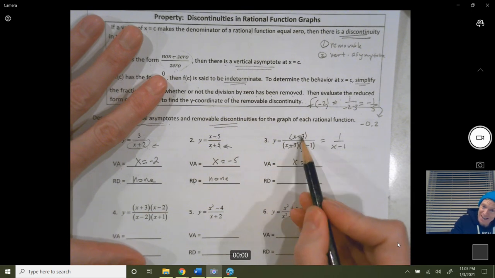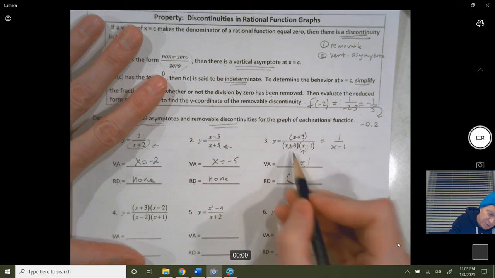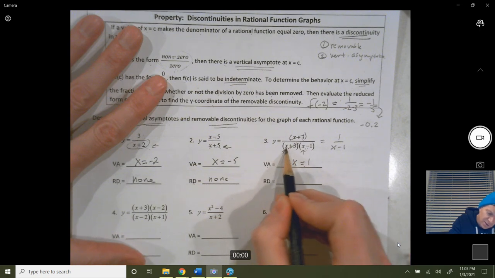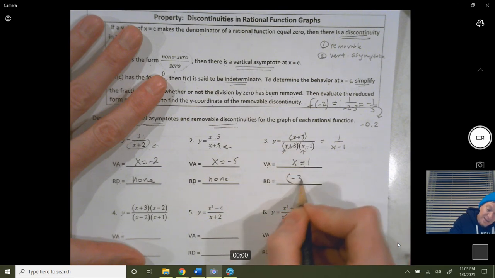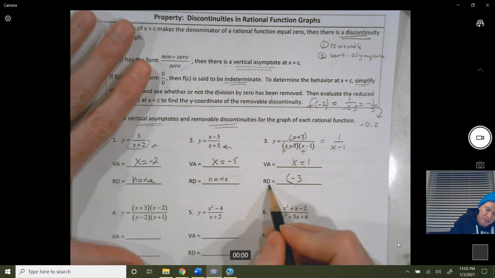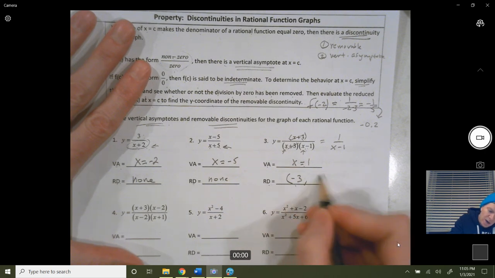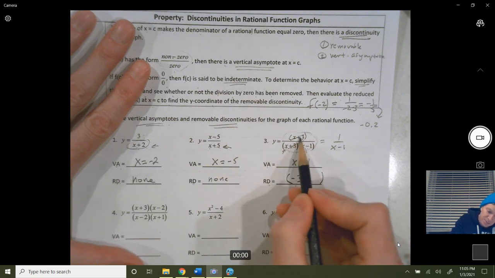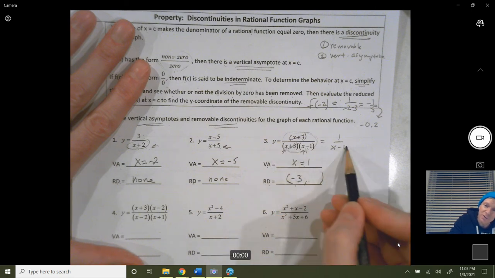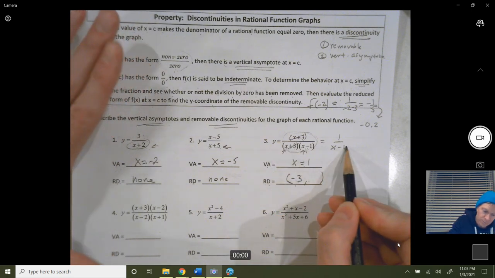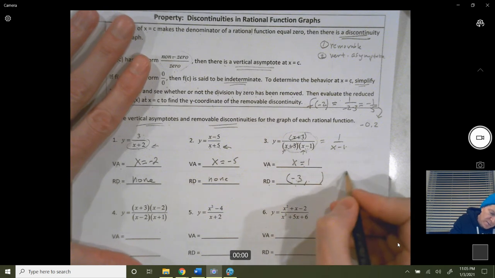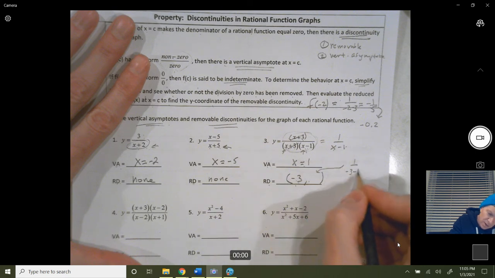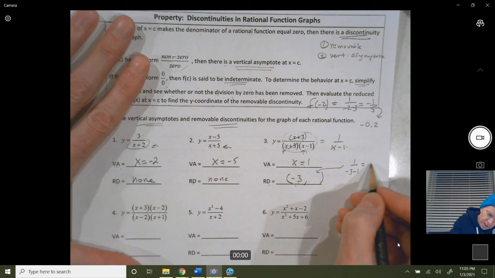Okay, but that means since that canceled, we know there's a removable discontinuity. The x value that's a problem would be -3, because -3 plus 3 would be 0. This is a removable discontinuity or a hole. It's a single point, so you must give an ordered pair. For the y value, we can't plug -3 into the original; we'll get 0 on the top, 0 on the bottom. We're plugging it into the simplified version to see what the value would have been if there wasn't a hole. So the y value is going to be 1 over -3 minus 1. That's 1 over -4 or -1/4.